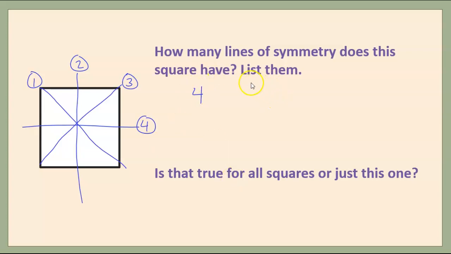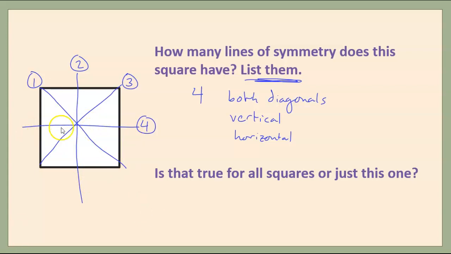And if we want to list them, we'd have to describe them, right? So we'd say both diagonals are, because we've got this diagonal and this diagonal. And then we have these other 2 lines. We have a vertical line and a horizontal line. There's the vertical line, there's the horizontal line. But we need to be careful here.